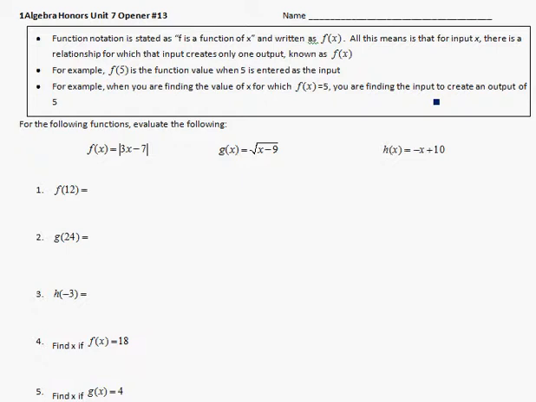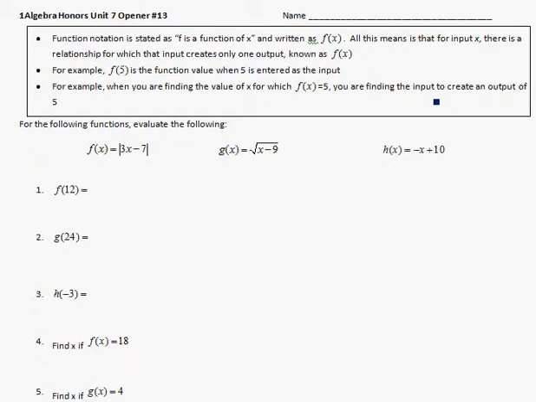It's tempting for a lot of students to read this as f times x and to think that this means multiplication, but it doesn't. You want to make sure that you read it as f of x. For example, f of 5 is the function value when 5 is entered as the input.